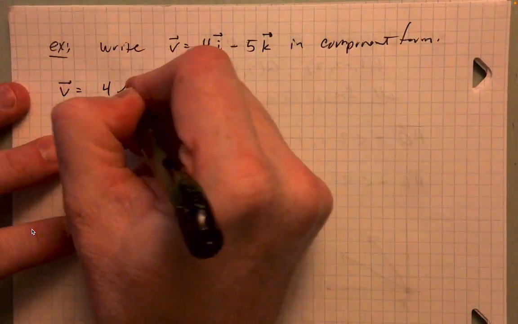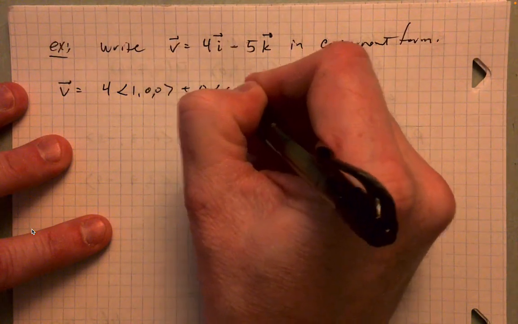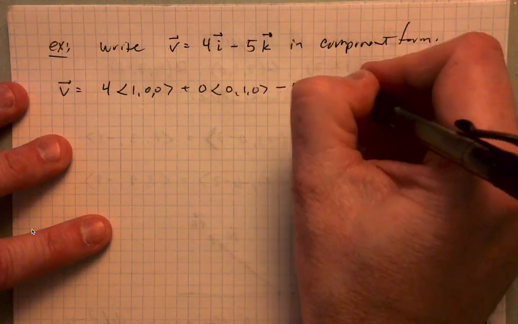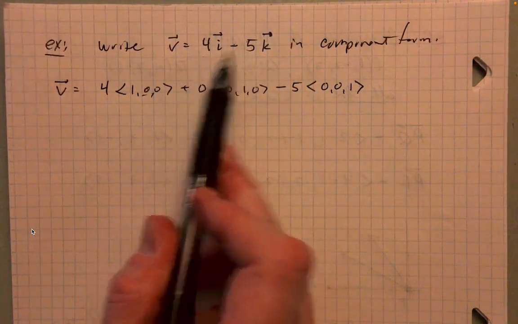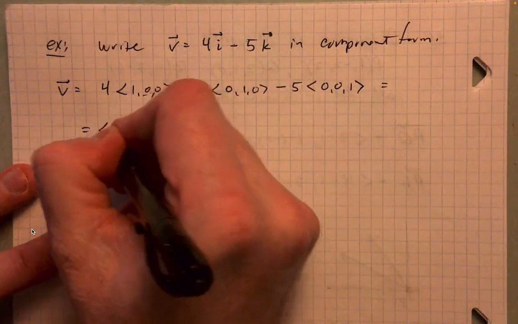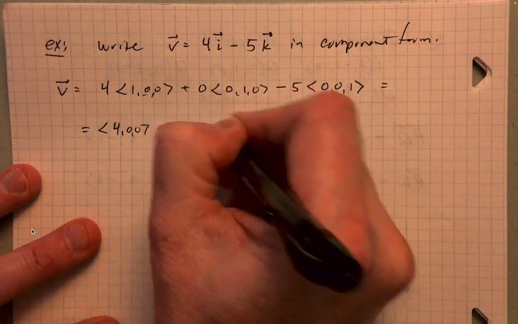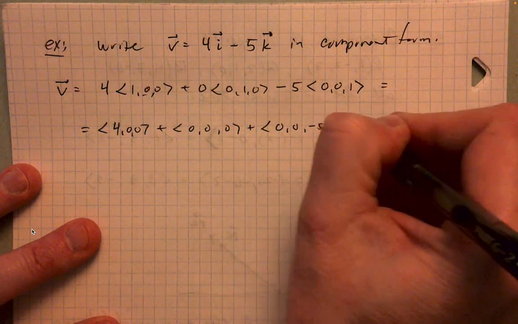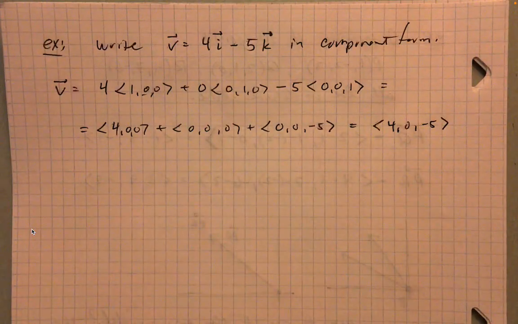This means 4 times the vector 1, 0, 0 plus 0 times the vector 0, 1, 0 minus 5 times the vector 0, 0, 1. This is your i, j, and k, right? You think of those as scalars. Can we do this multiplication and addition? Yes. So this is 4, 0, 0 plus 0, 0, 0 plus 0, 0, -5. And of course that's 4, 0, -5. That's how it would work, right?